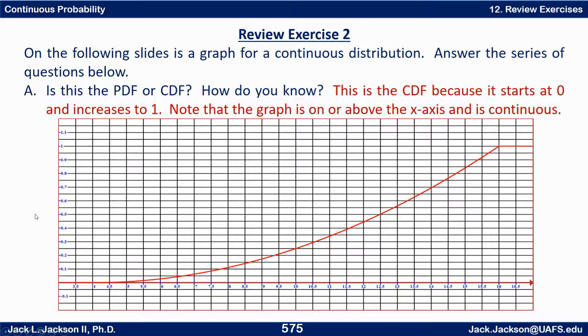Well, it's the CDF. And the reason we know that is the CDF is going to start at 0 and in a continuous manner increase eventually up to 1, which this does. A PDF will be 0 on both ends with an area of 1 underneath it. So this is a CDF, not a PDF.